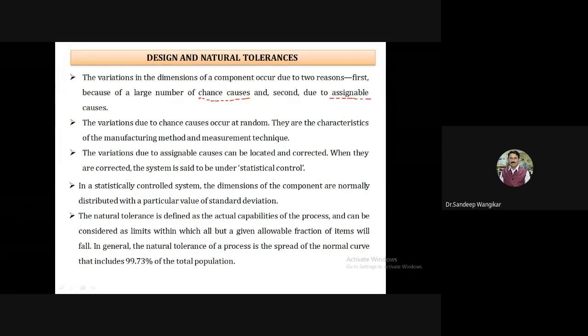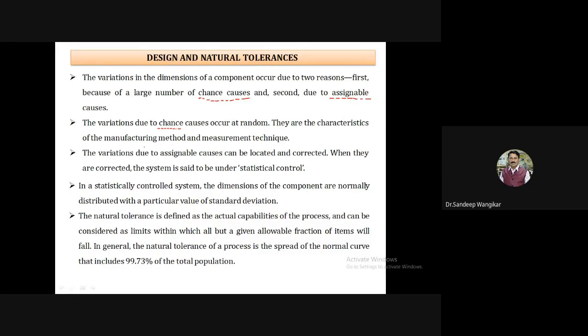So the variations due to chance causes occur at random. These are characteristics of the manufacturing method and measurement technique. So the errors or variations due to the capability of the machine, due to the measurement technique we are using, due to the limitation of that particular measurement technique. So whatever variations arise due to the manufacturing method and measurement technique, this comes under the chance variation or chance causes. And the variations due to assignable causes can be located and corrected.